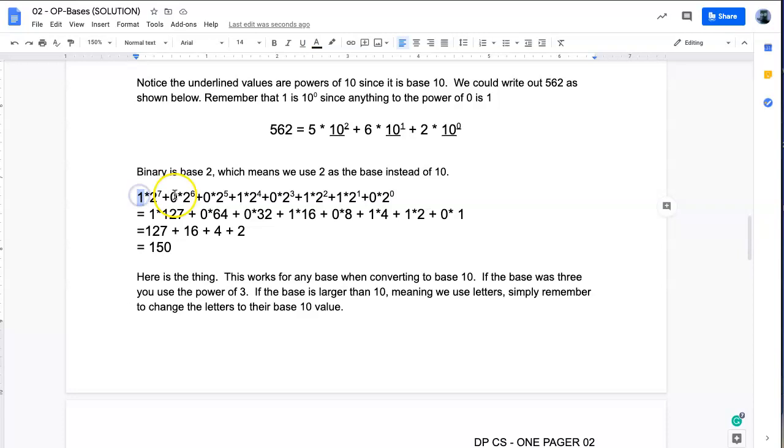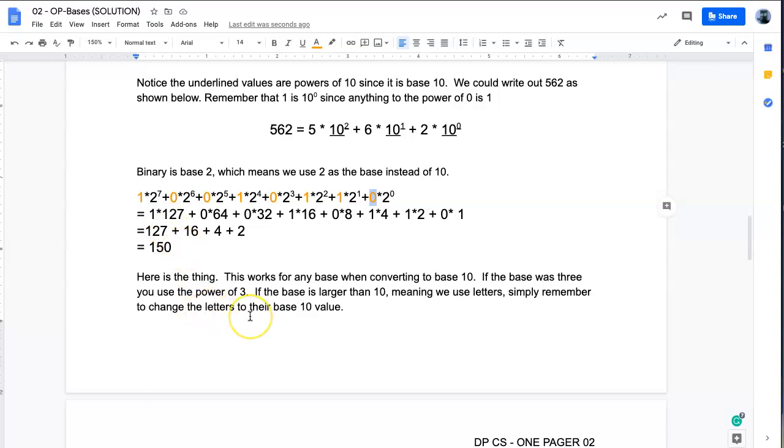It's 1, 0, 0, 1. Let me pause and change the color of these. So I've put the binary value in here in orange. I just start on the right hand side, and that's 2 to the 0. So 0 times 2 to the 0 plus 1 times 2 to the 1 plus 1 times 2 to the 2 plus 0 times 2 to the 3 plus 1 times 2 to the 4, 0 times 2 to the 5, 0 times 2 to the 6 plus 1 times 2 to the 7. And then I just do my calculations. And that's it.